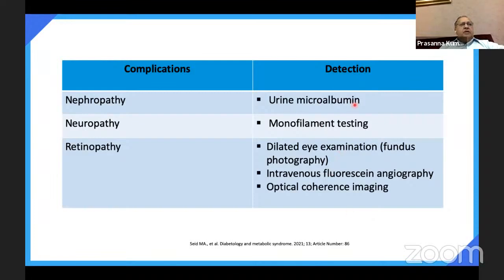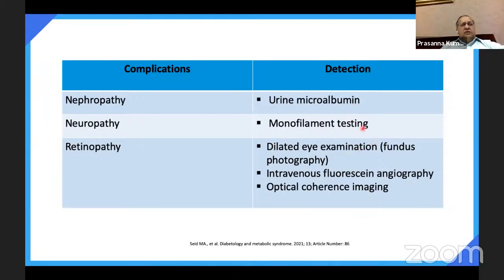How do we detect the earliest microvascular complication? Nephropathy, urinary microalbumin. You know, the normal albuminuria is less than 30, and between 30 to 300 is microalbuminuria. More than that is macroalbuminuria. By detecting microalbuminuria, which is still reversible, you can detect early nephropathy, control diabetes and hypertension, and it will come down.